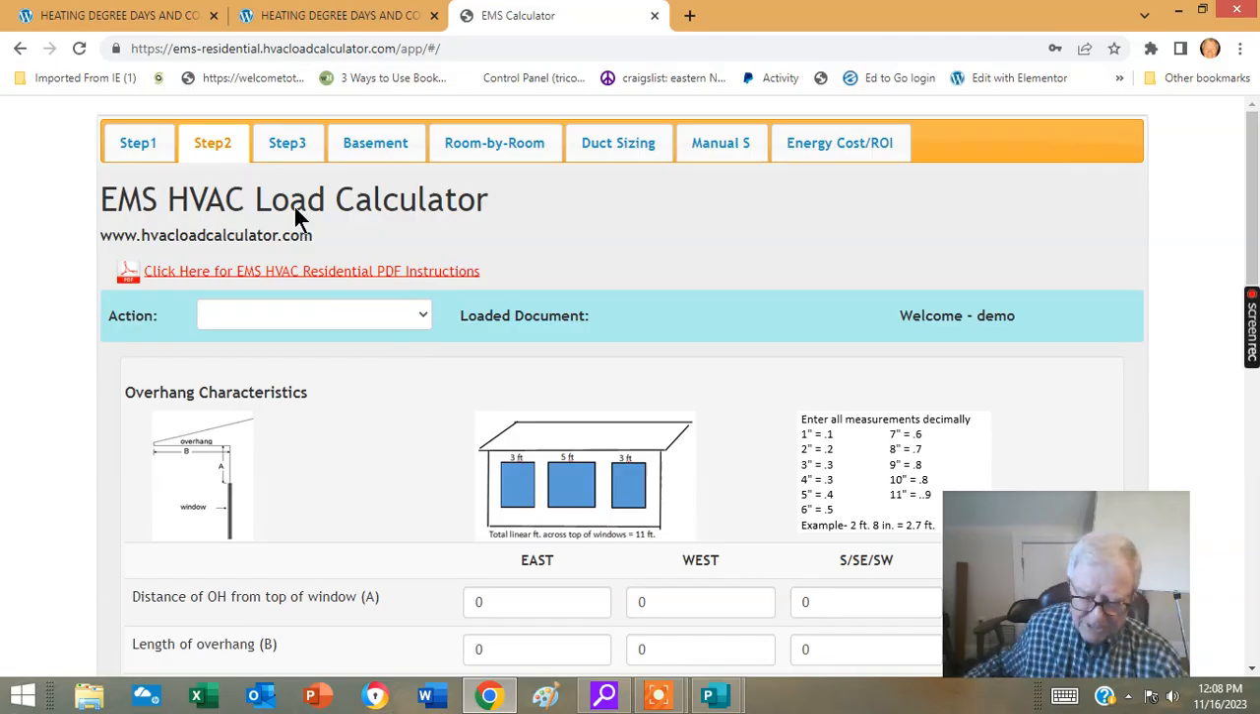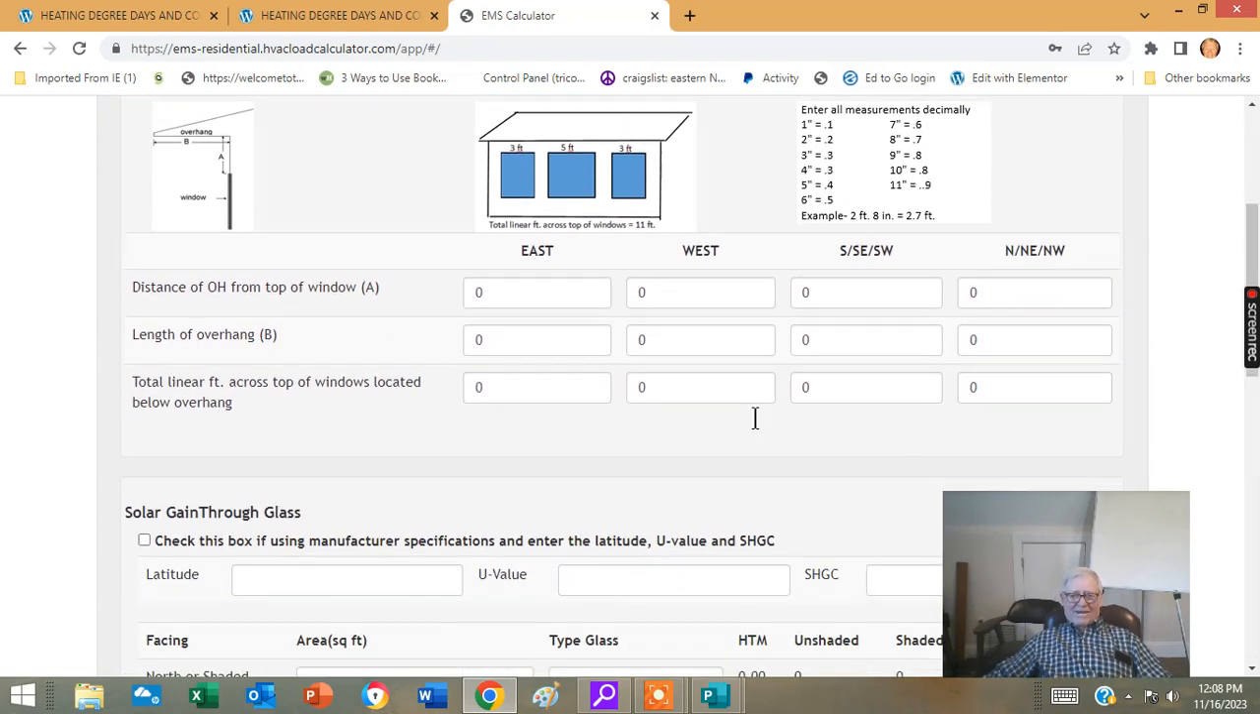Now we're getting into some real math, folks. This is going to really trip you up. It's really not that hard, doggone man. An old man like me can do this.